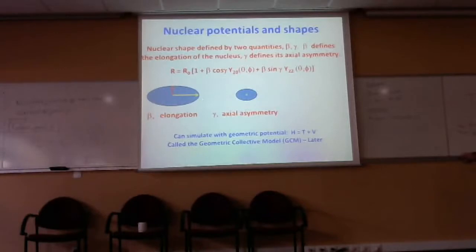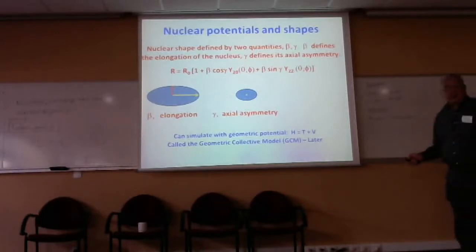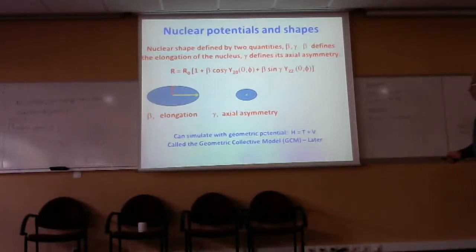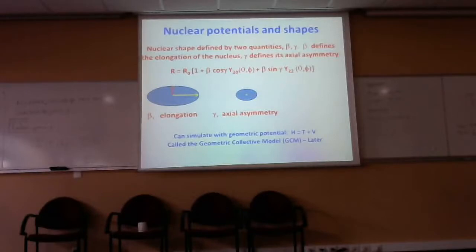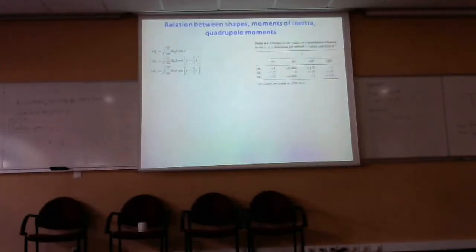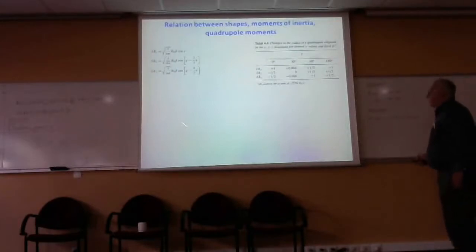Now, obviously, you can make a model of a nucleus like this in a geometrical sense by having a model with a potential expressed in terms of beta and gamma. We will look at that very briefly toward the end of the morning if I get to it, and it'll have some interesting aspects to the discussion. So I want to collect a bunch of things here.